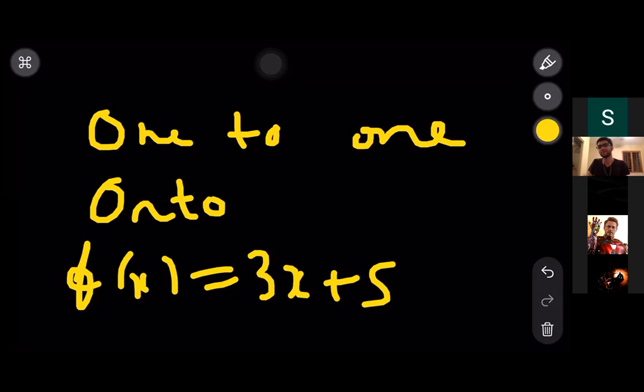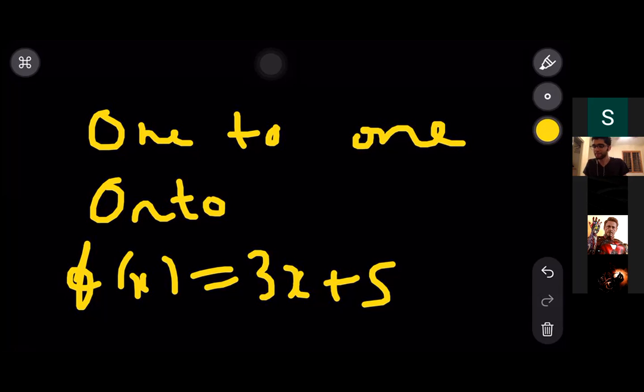Two numbers will not have the same image. Image is basically what you get after you apply the function. So if x is the number, the image of x is f of x. If y is the number, the image of y is f of y. So what we are saying is two numbers will not have the same image. That's the meaning of one-to-one.